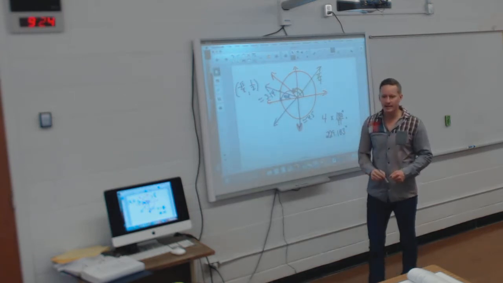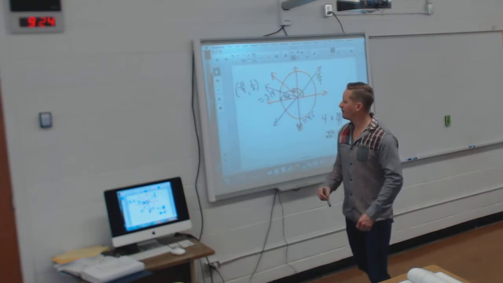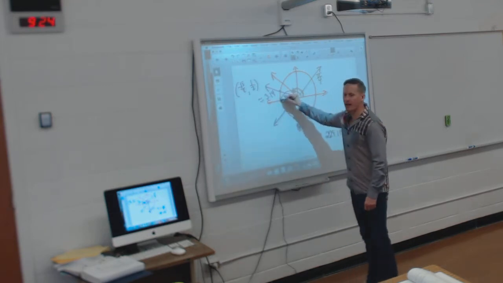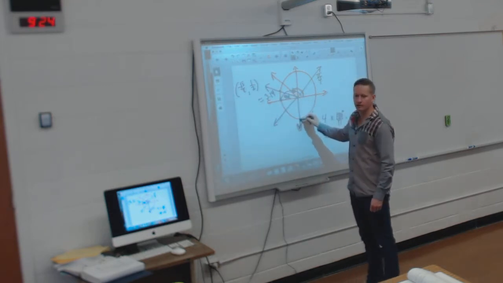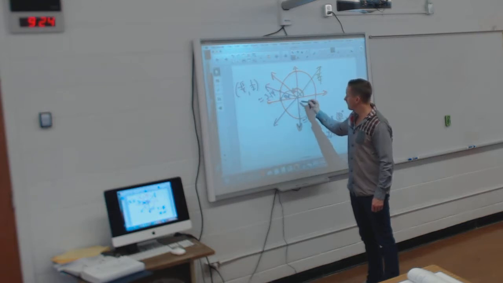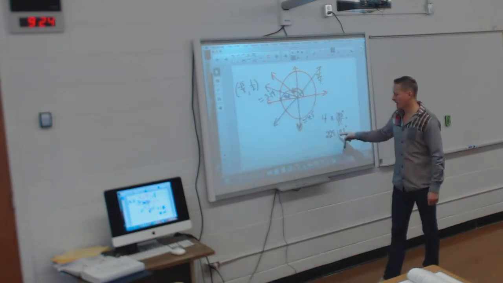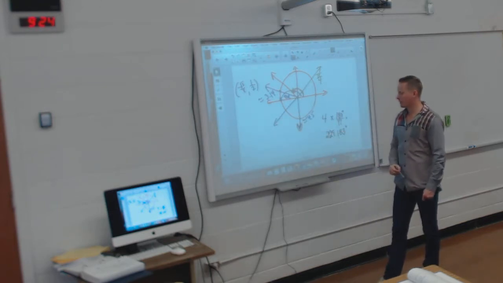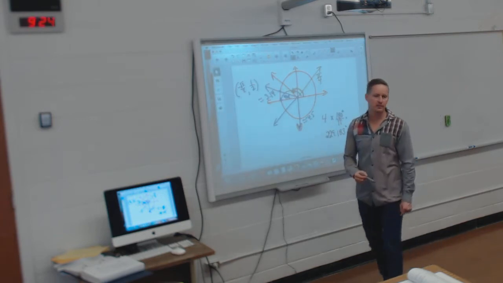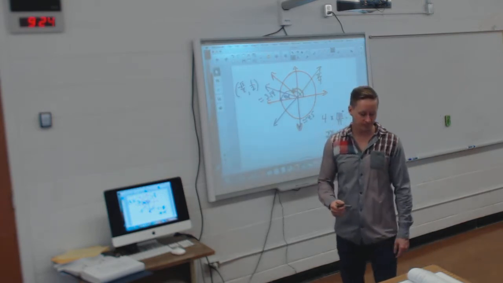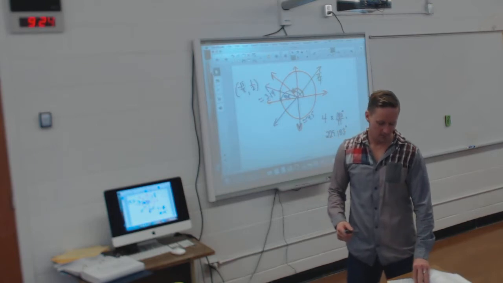So 4 radians falls somewhere between pi radians and 3 pi over 2 radians, right? It's a value of 229.183 degrees. Okay? Okay so far?